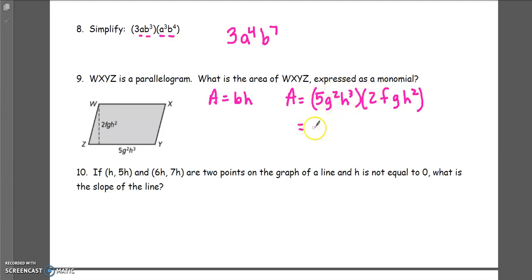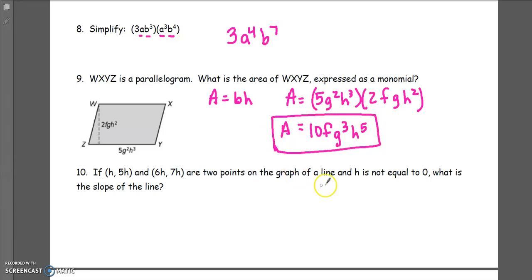So I've got 5 times 2, which will give me 10. And then I'm going to add my exponents. So I have an f over here. Let's put everything in alphabetical order. So I have an f, and then I have g squared times g, which is g cubed. And then I have h cubed times h squared, which will be h to the 5th. So the area of this parallelogram would be 10 f g cubed h to the 5th power.